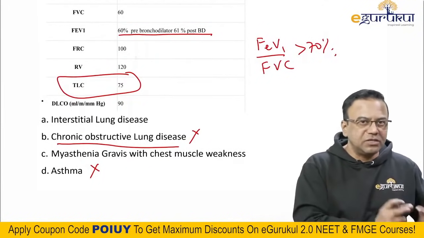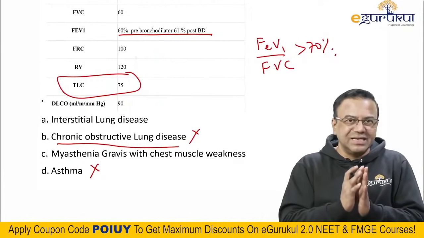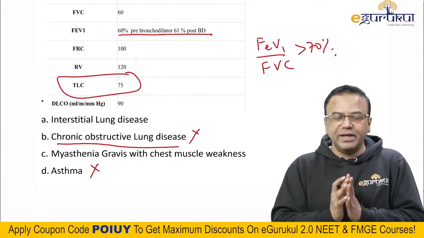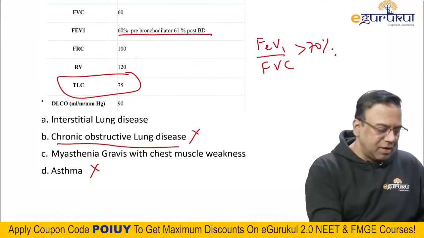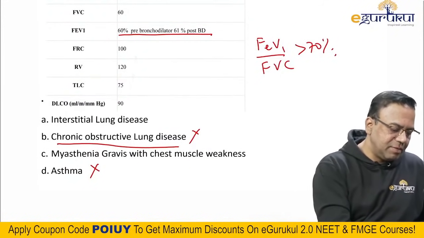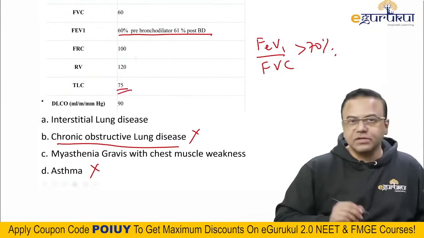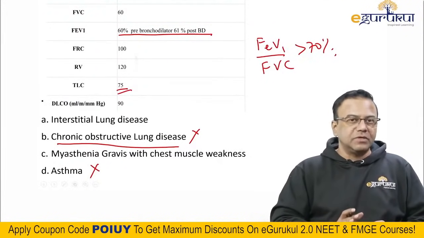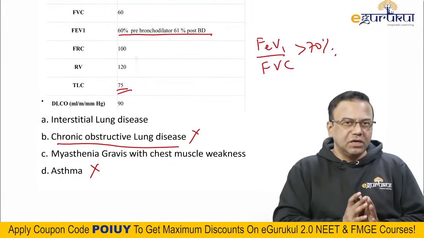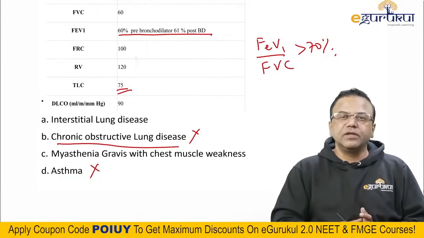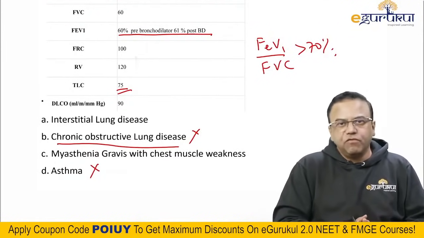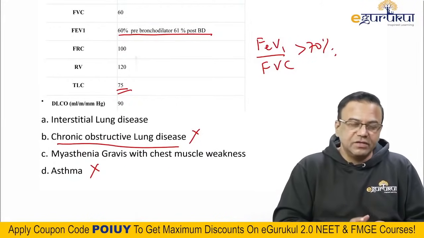You've got a low total lung capacity. Remember, anything below 80 is significant for us, and anything above 80 can be normal. Is total lung capacity below 80%? Yes, it is significant. It is decreased. In a normal person, some variation is possible, so we give a cutoff of 20%. That means 80% to 120% is normal for us. If you're getting less than 80, it's definitely significant.